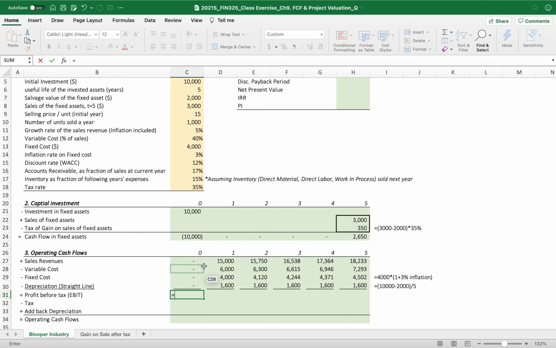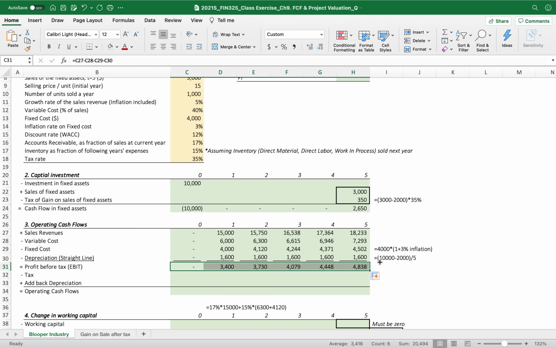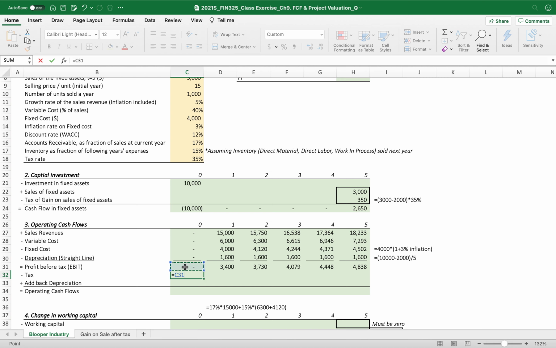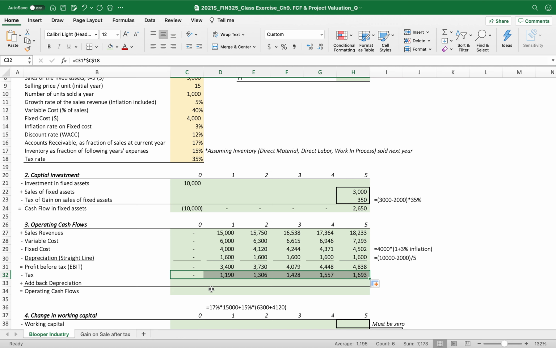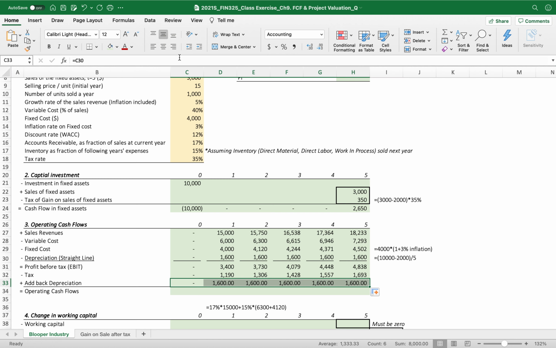Then let's calculate the profit before tax, the earnings before interest and tax. Here, we put all the minus fixed cost and then depreciation, and then let's drag to the right side. Then we got this EBIT. Then minus tax. How do you calculate tax? Times the tax rate of 35%. So I'm going to fix this 35% tax cell, and then let's drag to the right. And then we calculate the tax amount, and then add back depreciation, the same amount as we measured, 16,000.